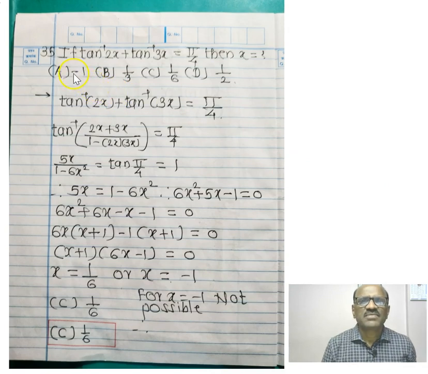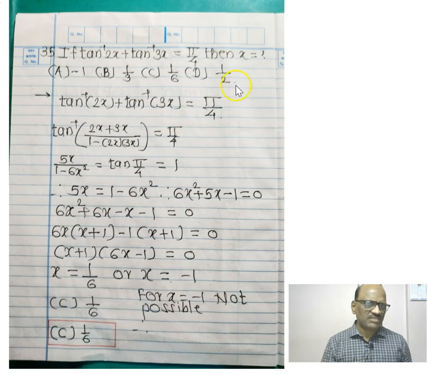Now next question. If tan inverse of 2x plus tan inverse of 3x equals pi by 4, then what is the value of x? The options are minus 1, 1 by 3, 1 by 6, and 1 upon 2. Now I will apply this very simple formula: tan inverse of a plus tan inverse of b equals tan inverse in bracket a plus b upon 1 minus a into b. So tan inverse of 2x plus tan inverse of 3x means tan inverse in bracket 2x plus 3x upon 1 minus 2x into 3x equals pi by 4.